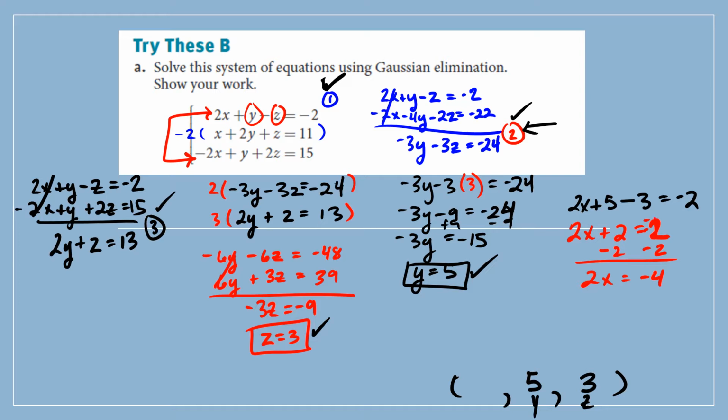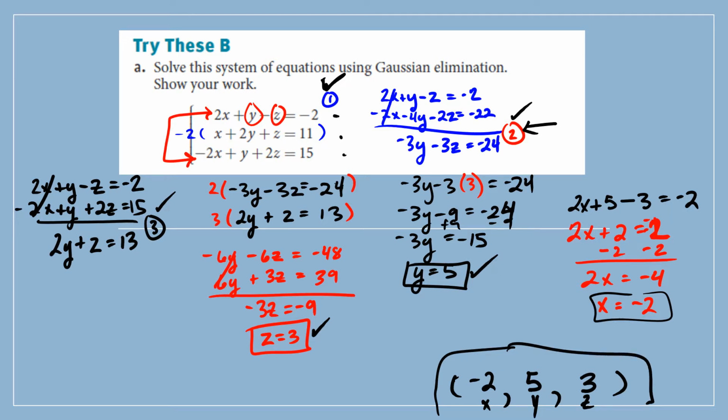Remember, negative 2 minus 2 doesn't make 0. And x is going to equal negative 2. So there's my final coordinate. Negative 2, 5, and 3 is the ordered triple that will make all 3 of these original equations true if I plug them in for x, y, and z.